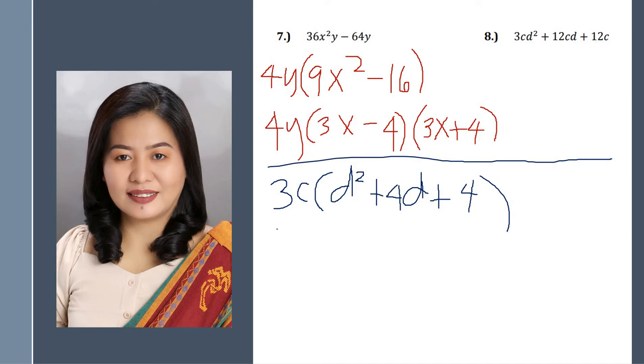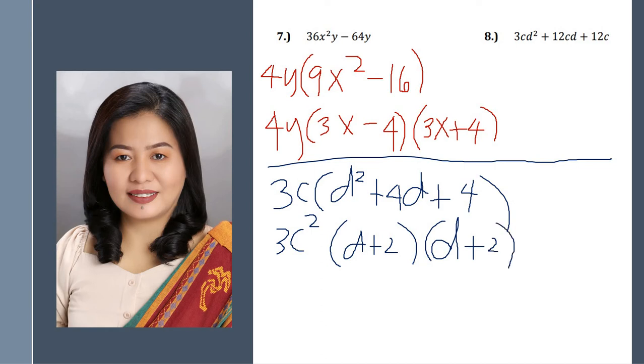And we have a trinomial, and that's a perfect square trinomial, and you can factor it as d plus 2 and d plus 2. So the factors of 3cd squared plus 12cd plus 12c are 3c, d plus 2, and d plus 2. Actually, we can write it as 3c and the square of d plus 2. So that's another way of writing the factors d plus 2 since they are exactly the same.